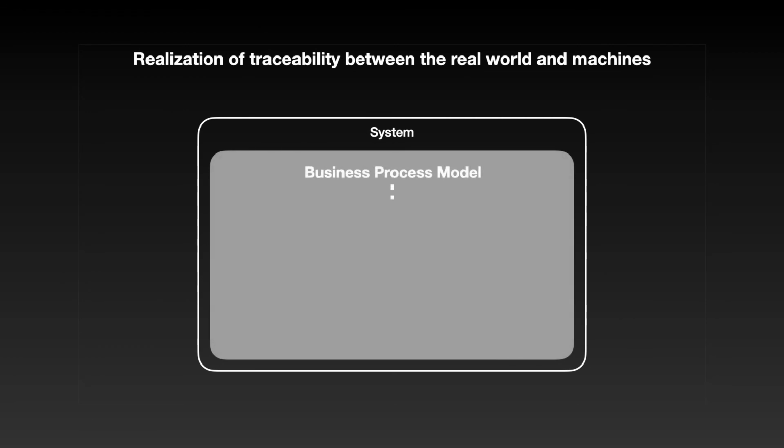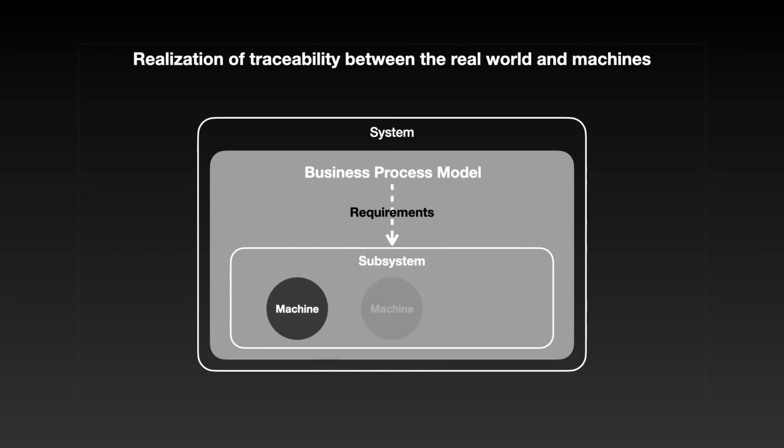In designing business processes, subsystems for executing the system are defined as requirements. As a result, the requirements for the defined subsystems will reflect the conceptual structure of the process. In other words, traceability between the real world and the machine can be achieved.